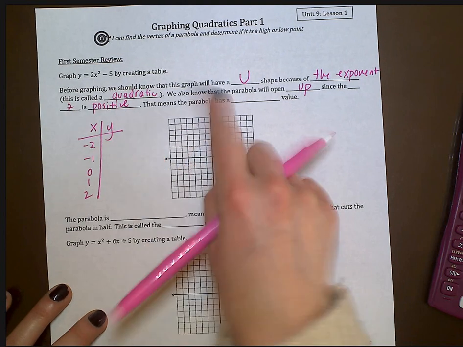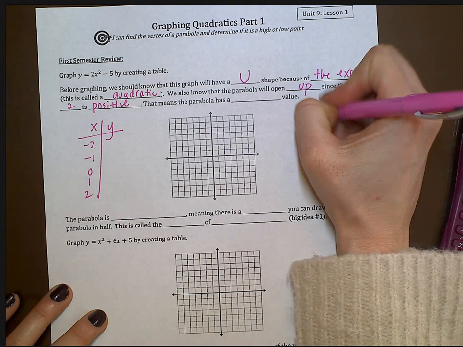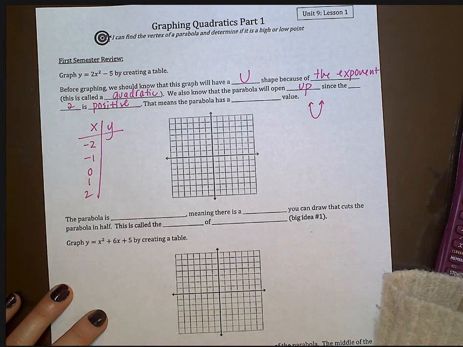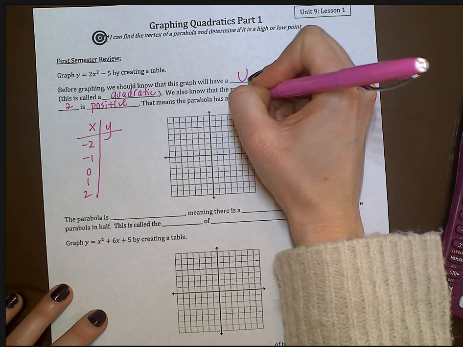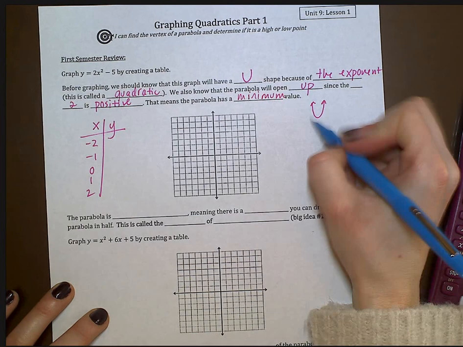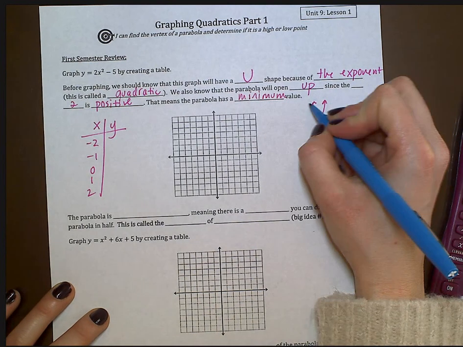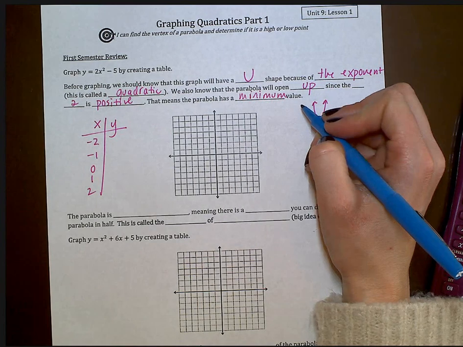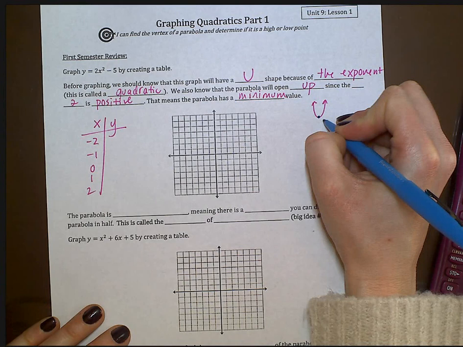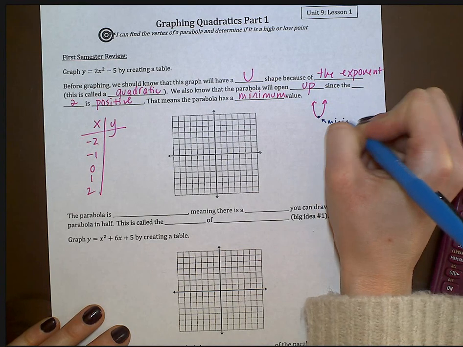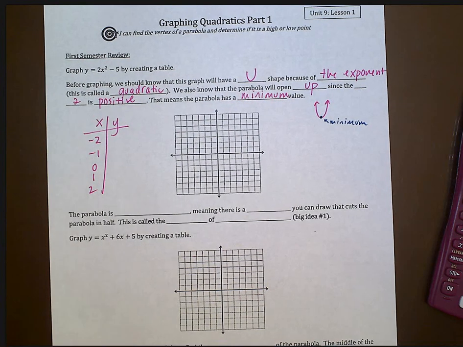So if you're looking at a regular U, this means that your parabola has a minimum value. So think about this U right here. The minimum means like the lowest value, the lowest point of my U, that would be called the minimum point. Okay, so that's basic things that hopefully we kind of already have in the back of our mind.